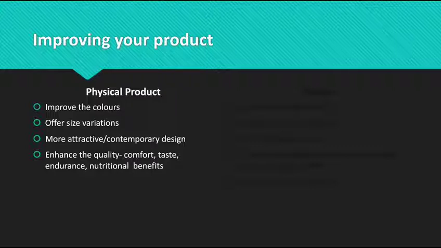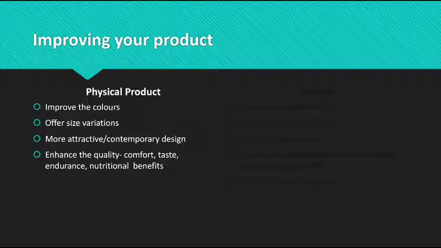And then the last thing is to enhance the quality, the comfort, the taste, endurance, or the nutritional benefits. So all those things fall under enhancing the quality. So if you're making chairs, for example, make sure that your chairs are durable. If you're making soft drinks, make sure that they taste great, and you can only know if you try them out and you let your customers try them out. Or you can add and replace other ingredients in whatever you're doing to make your product more nutritional and to add health benefits. So those are ways of improving the physical product.